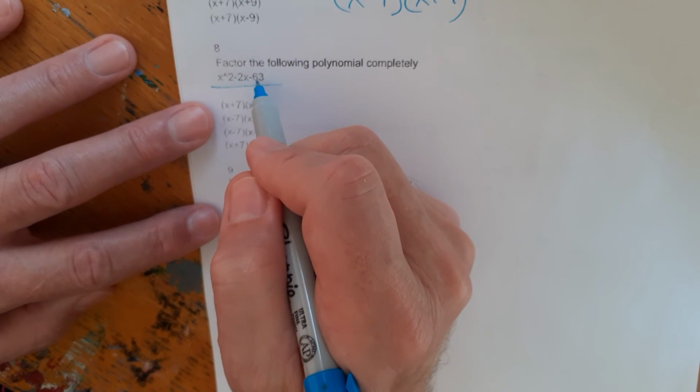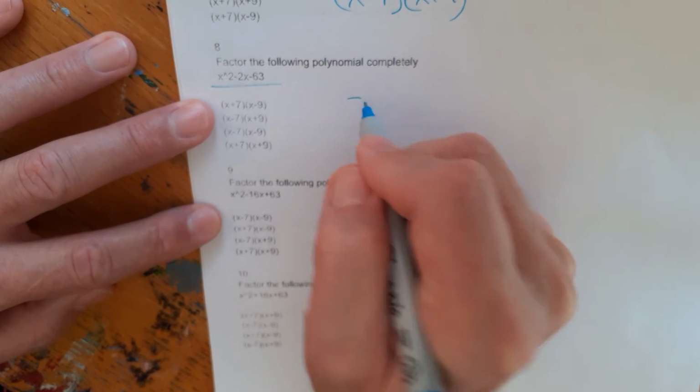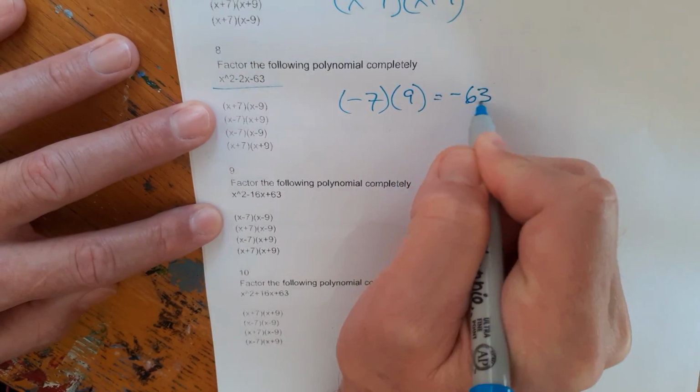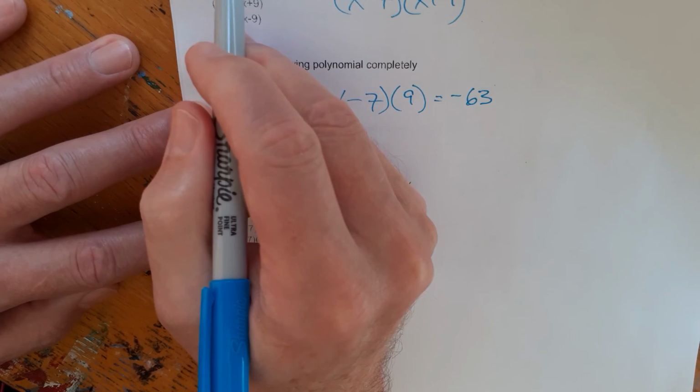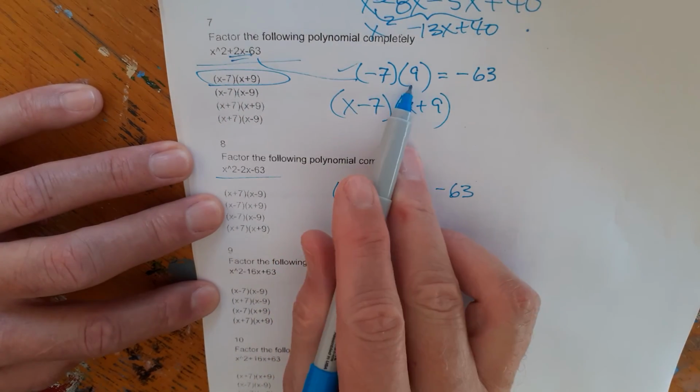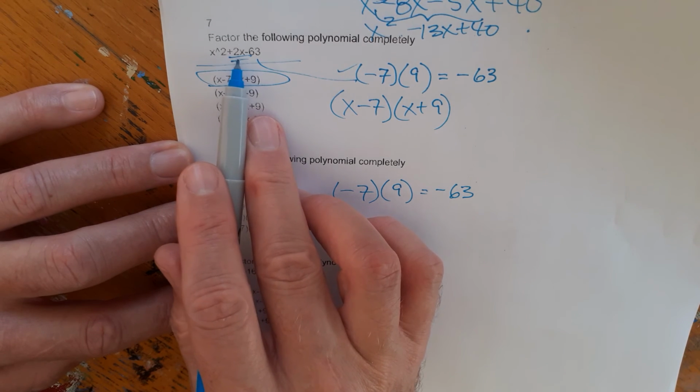Factor the following polynomial completely. Again, what two numbers when multiplied together equal a negative 63? Well, we just did one of these. We used negative 7 times 9 equaled a negative 63. But when we added these, we got a positive 2x.